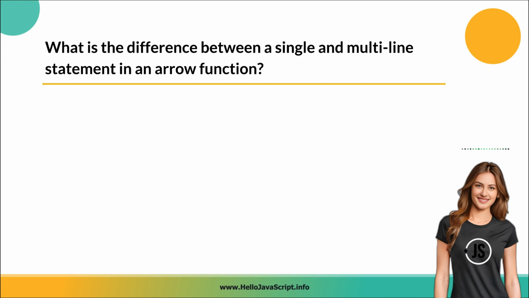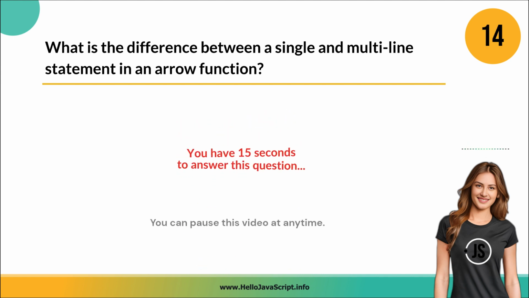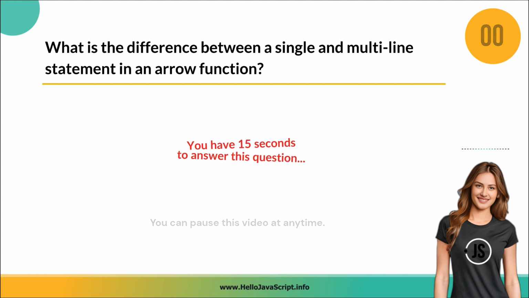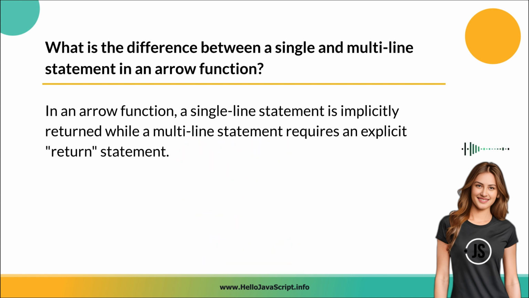Now for the next question. What is the difference between a single and multi-line statement in an arrow function? This is the correct way to answer this question. In an arrow function, a single-line statement is implicitly returned while a multi-line statement requires an explicit return statement.